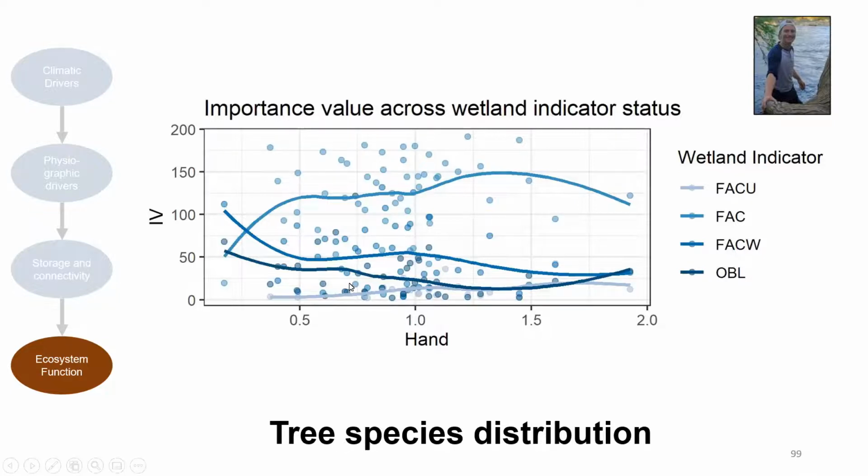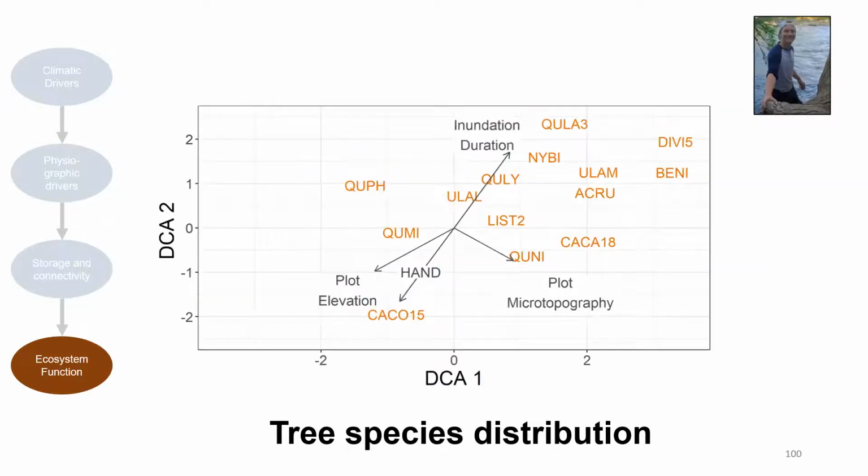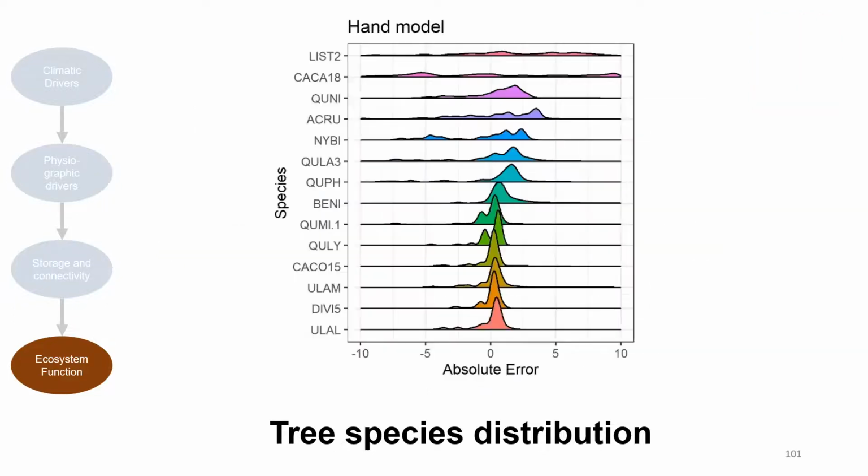And similarly, as you walk uphill, this lightest color here, you increase your facultative upland species. So species that you wouldn't expect to see in a wetland. Well, we didn't see them in the wetland. But that wasn't the point of the study. Here we were really trying to understand what was partitioning where the species were located.